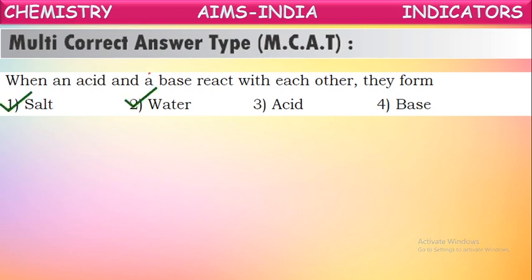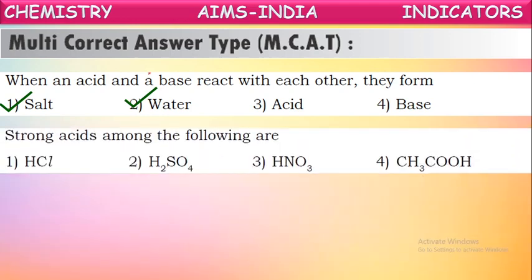For example, sodium hydroxide base on reaction with hydrochloric acid forms sodium chloride salt and water as products. So in any neutralization reaction, general products are salt and water.